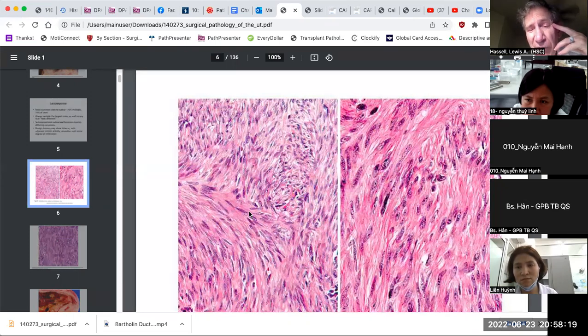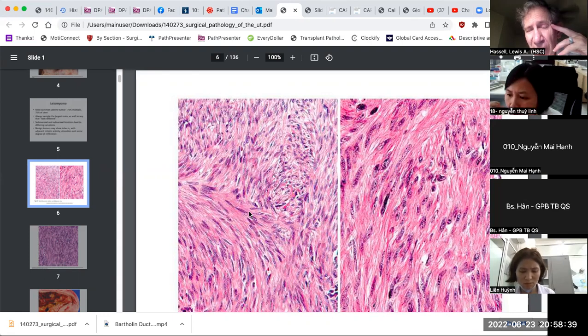P53 might be helpful because that would be more likely to be seen in leiomyosarcoma than in stromal sarcoma. So P16 or P53 might be another one that is helpful. But it's a hard diagnosis, the high-grade endometrial stromal sarcomas and the high-grade leiomyosarcoma.